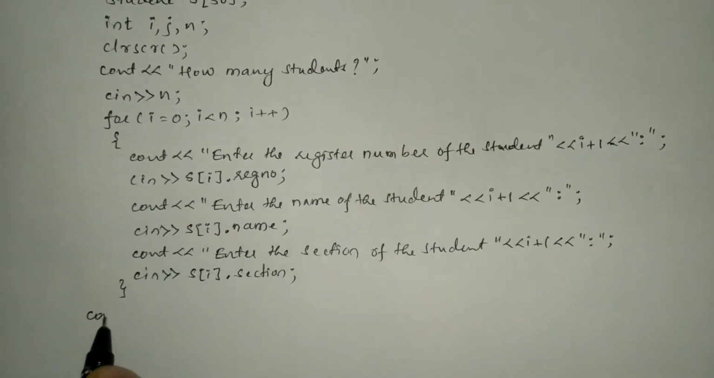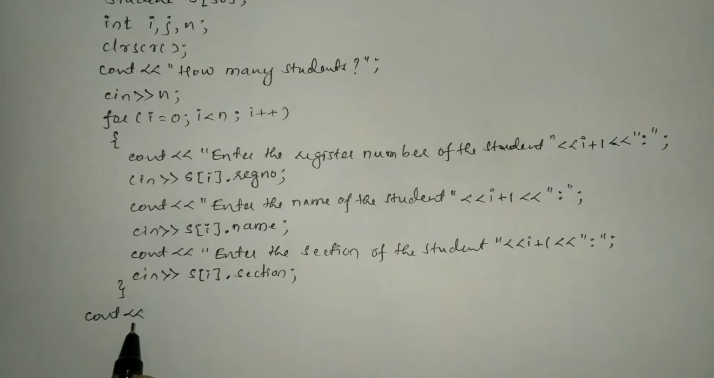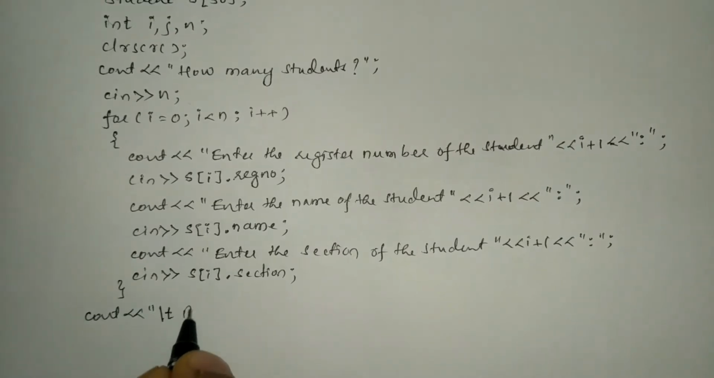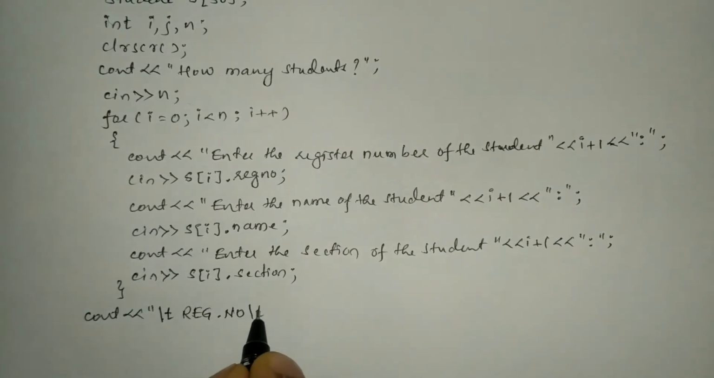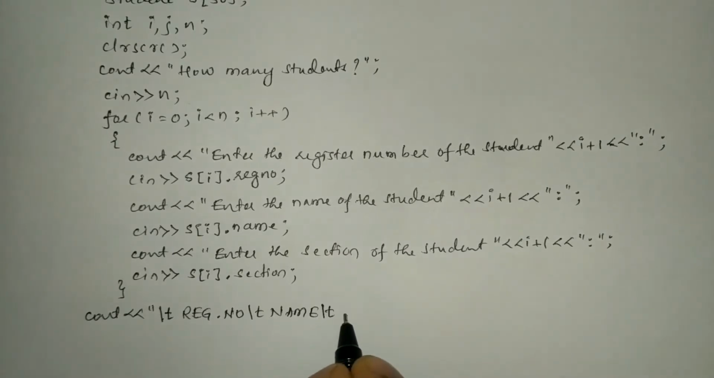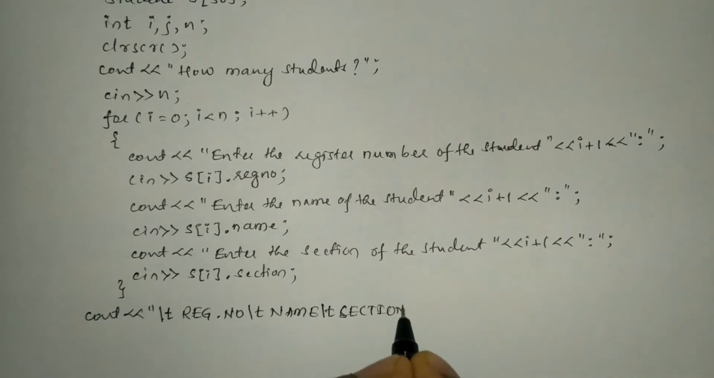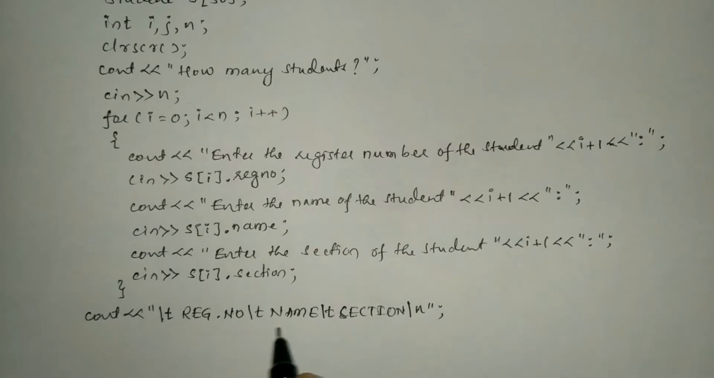Now we are going to print the same value inputted in the form of table. So cout, in a double quotation mark, I'm going to write \t, which provides the horizontal tab. Here I'm going to write register number, then \t, I'm going to write name, \t, here I'm going to write section, or you can write class. Here I'm going to write section, for example, and then \n and the double quotation mark and put semicolon.